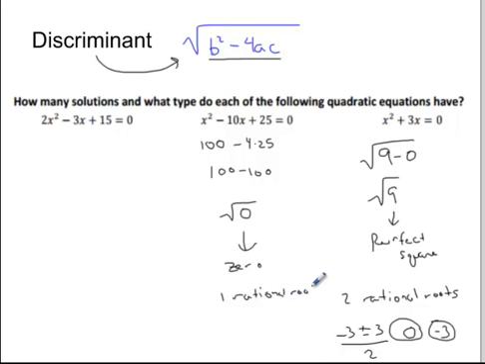Why is that? Well, that's because I will be adding 0, and the square root of 0 is 0. I'll be adding 0 one time, and I'll be subtracting 0 another. There's no difference. So let's take a look at the rest.